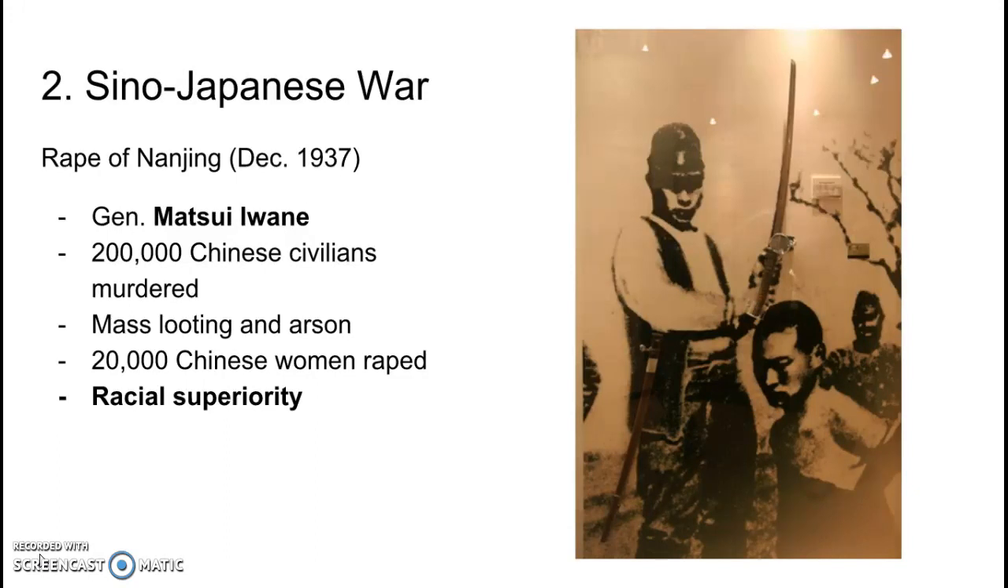You see those three alls: burn all, kill all, loot all, happening in Nanjing. In the first month alone, it's estimated that 20,000 Chinese women were raped. So it's pretty horrific as far as what's happening in Nanjing.